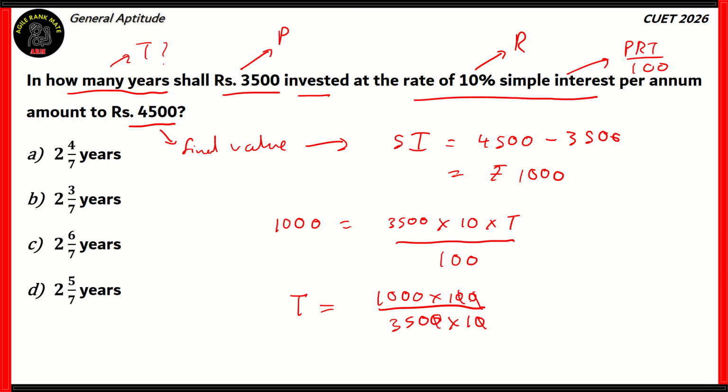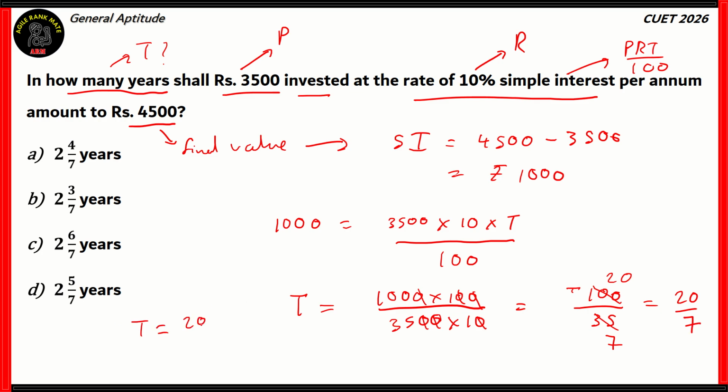So once we do that, basically 10 goes into 100 10 times, so we have a 10 left. 10 goes into 3,500 350 times, and once we remove the 0 from the 1,000 and from 350, the final value you get for time is 100 divided by 35. Now both of these are divisible by 5, so let's use that. So 5 goes into 35 7 times, and 5 goes into 100 20 times. So the value of time is 20 upon 7 years.